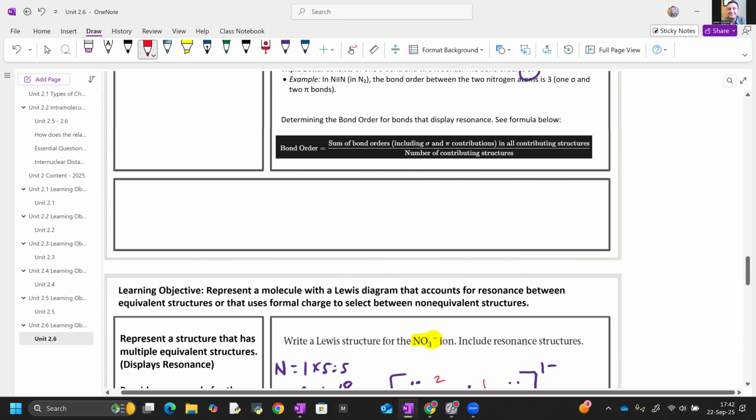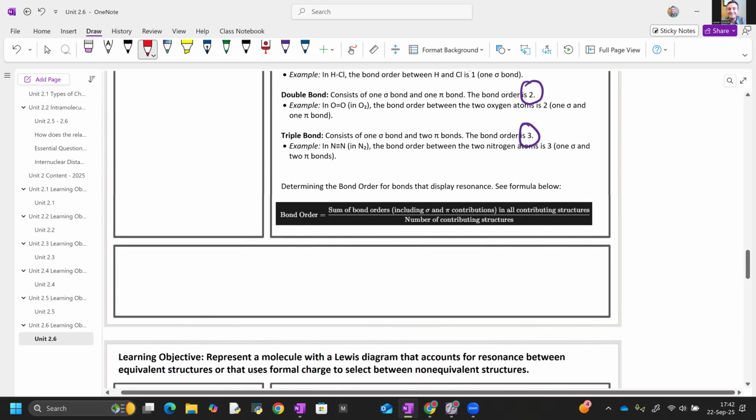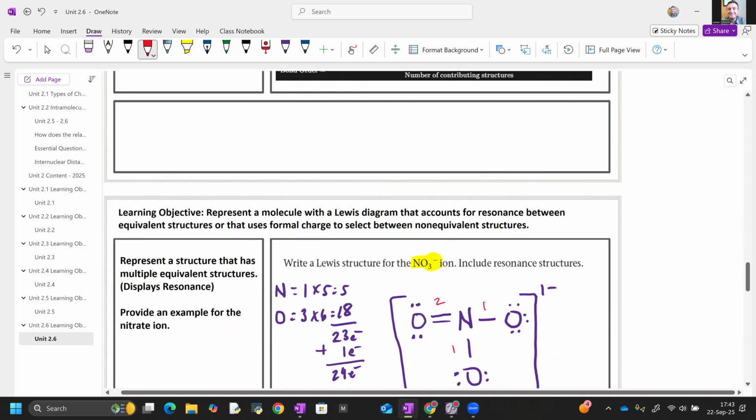And so where we see resonance displayed, we have to use a formula to determine the bond order so that we get an average of those bond orders. And so what we're looking at then is the bond order is the sum of the bond orders in all contributing structures divided by the number of contributing structures.